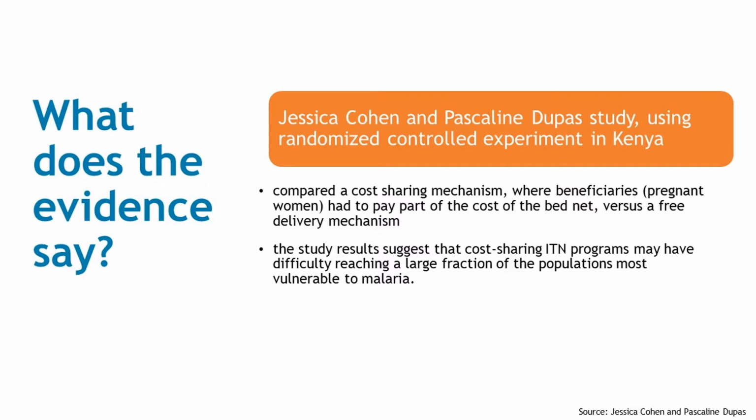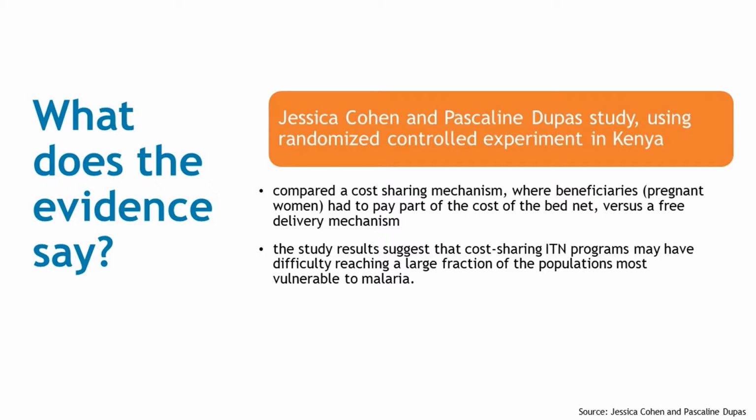So they compared that mechanism versus a free delivery mechanism where beneficiaries did not have to pay anything. They got the bed net for free. The beneficiaries in this experiment were pregnant women. And so some got the bed nets for free, some had to get them at a subsidized amount. So it was a cost-sharing approach.